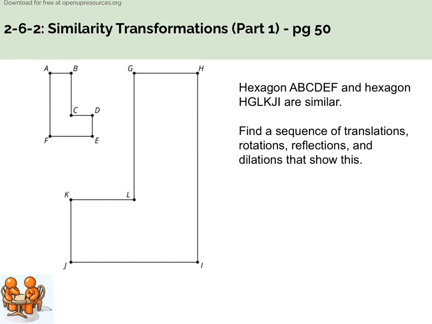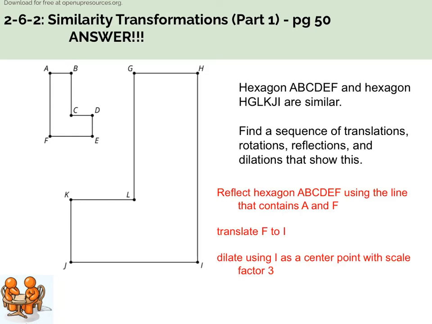And again, because they are similar, we're going to have some type of dilation in there, and it's going to be a sequence. You're going to have more than one step to go ahead and show that either the bigger hexagon is the same as the smaller, or the smaller hexagon is the same as the bigger. So go ahead and pause right now and figure out that sequence of transformations.